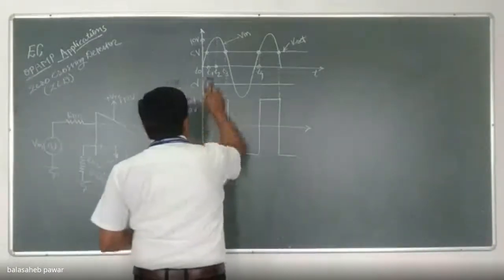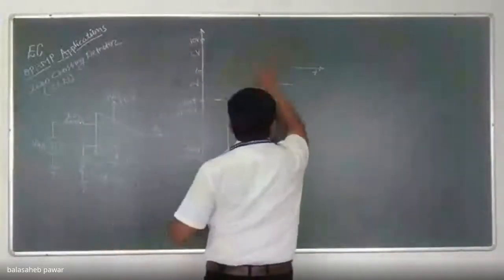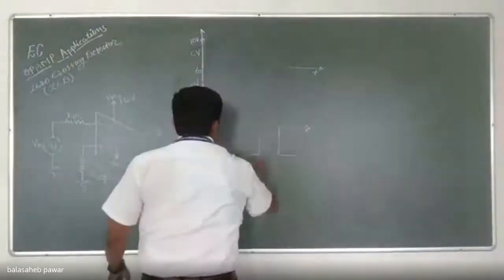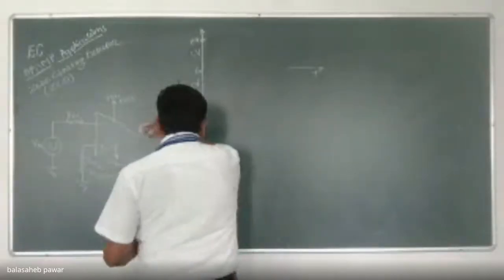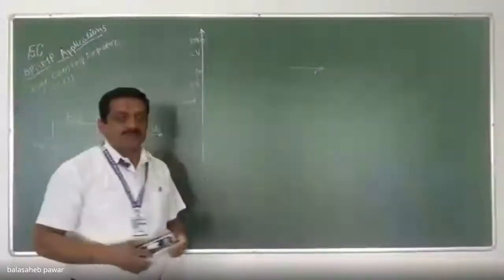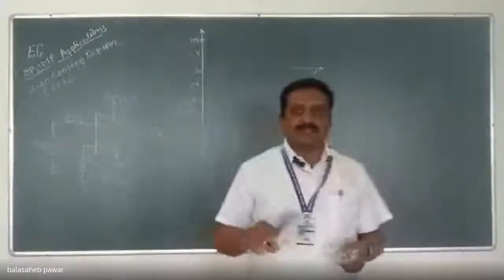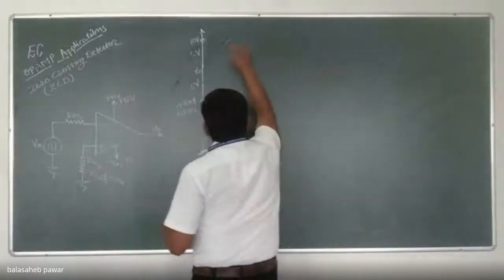So see, whenever the zero crossing of that input signal occurs, the output of this circuitry, it will get switched between that transition of the output, it will be going to occur between plus Vsat and minus Vsat, right? So we'll say how it will be going to occur.